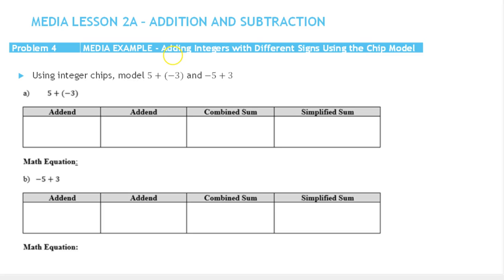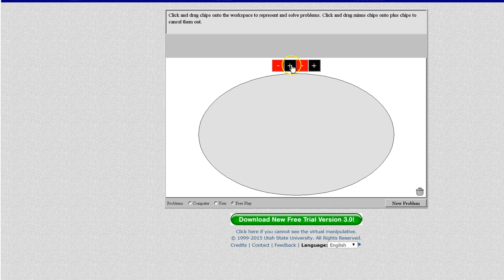In these examples, we're going to add integers with different signs using the chip model. So we have two problems here. The first one is 5 plus -3. So let's see what this looks like on that website. We're going to start with 5 positive chips and combine that with 3 negative chips.